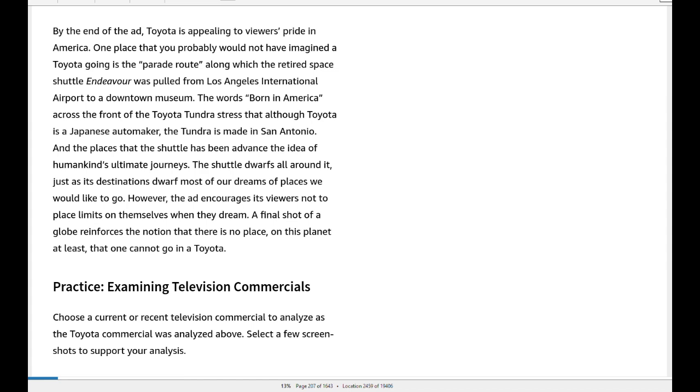And the places that the shuttle has been advance the idea of humankind's ultimate journeys. The shuttle dwarfs all around it, just as its destinations dwarf most of our dreams of places we would like to go. However, the ad encourages its viewers not to place limits on themselves when they dream. The final shot of the globe reinforces the notion that there is no place, on this planet at least, that one cannot go in a Toyota.